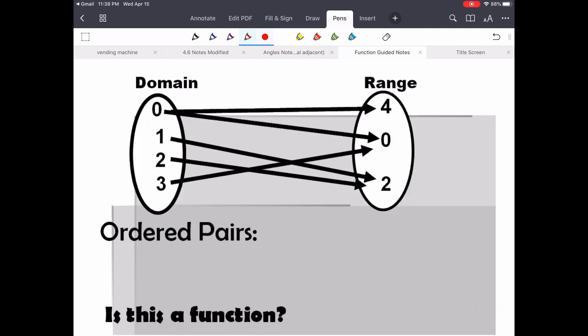Now go ahead and do this on your own. Pause the video, and when you're done, see if your answer matches up with mine. So what do you guys think? Is this a function or not a function? If you said it was not a function, you're correct.